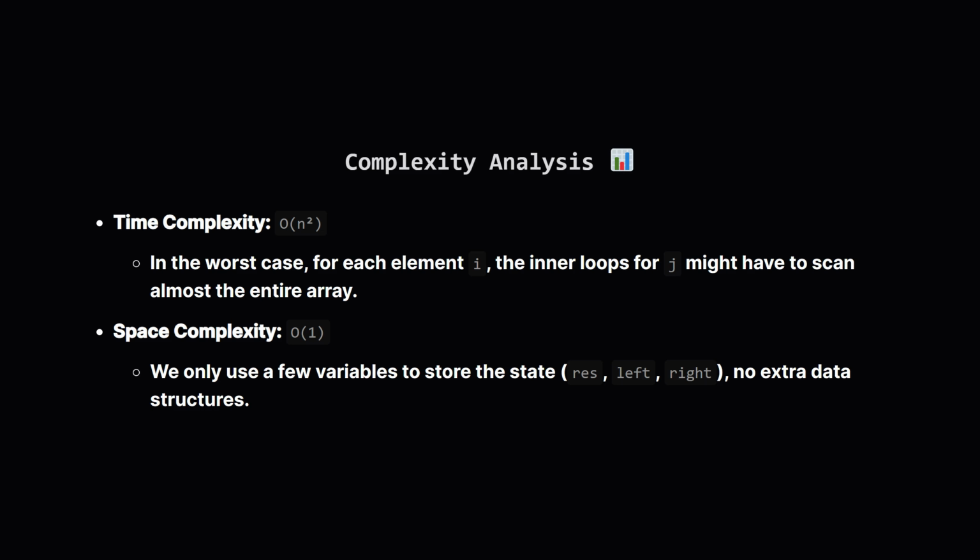So how fast is this approach? Well, because we have loops inside our main loop, the time complexity is big O of n squared in the worst-case scenario. Imagine an array where you have to scan almost to the end every single time. However, it's very efficient with memory. It uses big O of 1, or constant, space, since we only need a few variables to keep track of things.